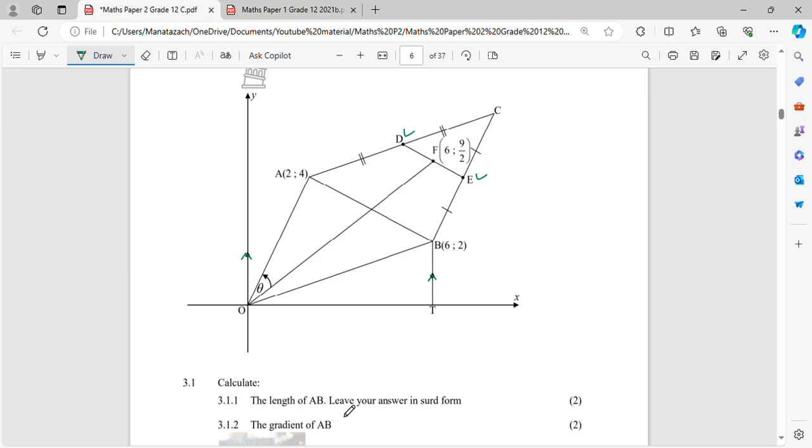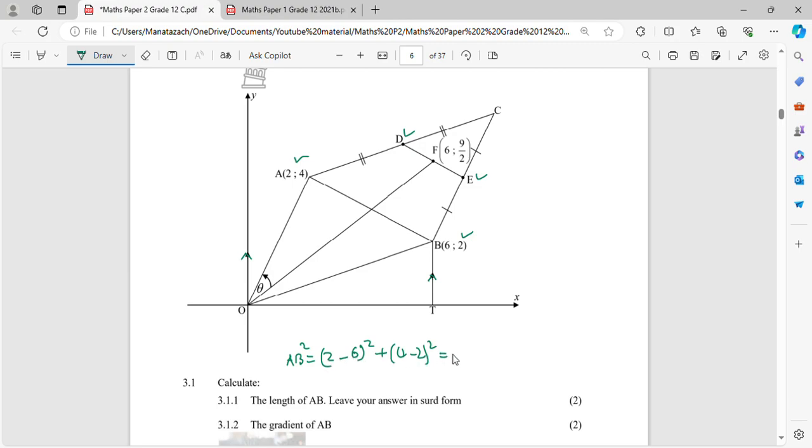Calculate the length of AB. Leave your answer in surd form. Okay, here is A, here is B. Working out the length of AB should be quite easy. So we'll say AB squared is equal to the difference between the x coordinates, 2 minus 6, squared, plus the difference between the y coordinates, 4 minus 2, squared.